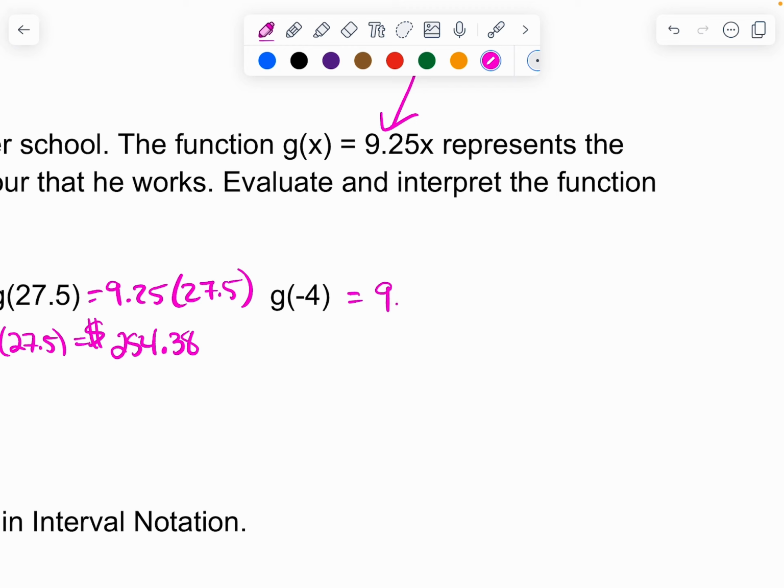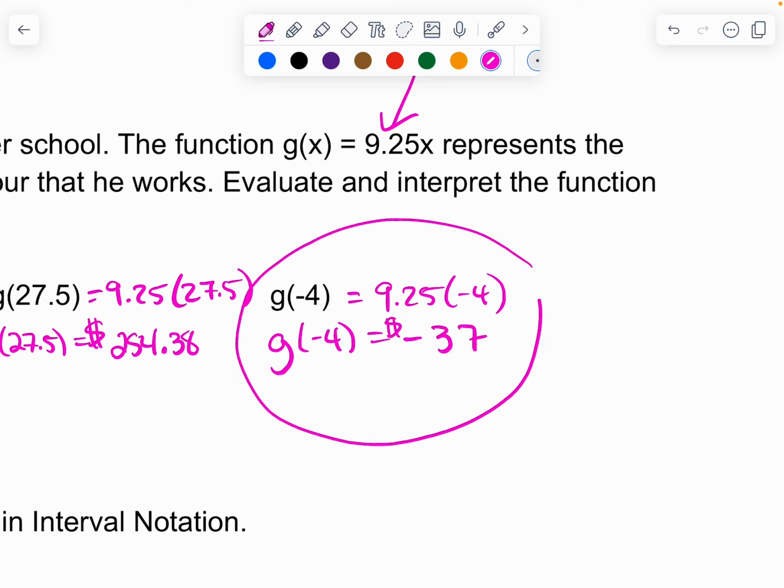Okay, so 9.25 times negative 4. He would make negative $37. Okay, does this make any sense? Can you actually work negative 4 hours? You can't. So that negative doesn't make any sense whatsoever.